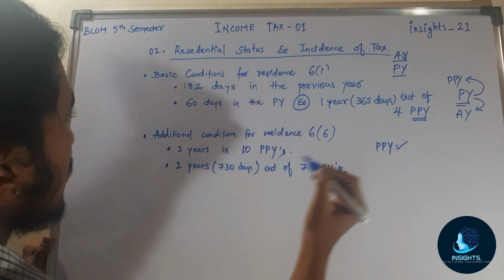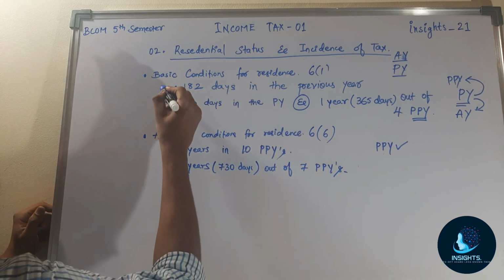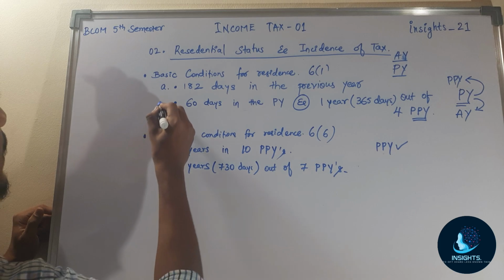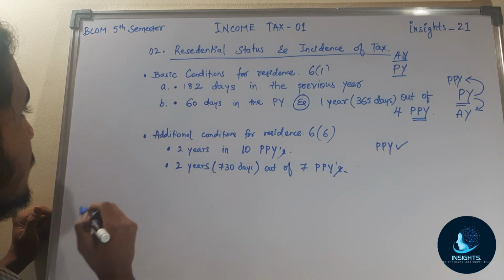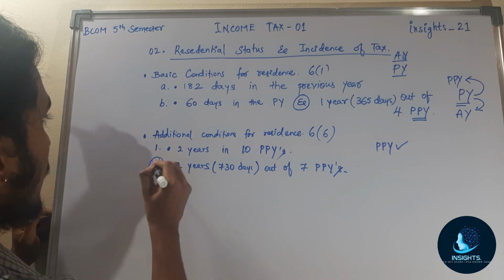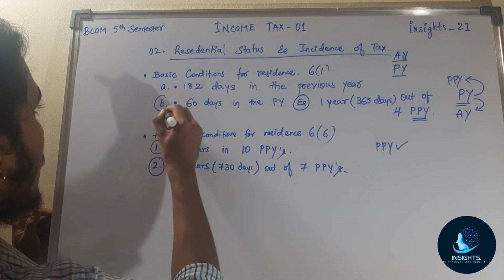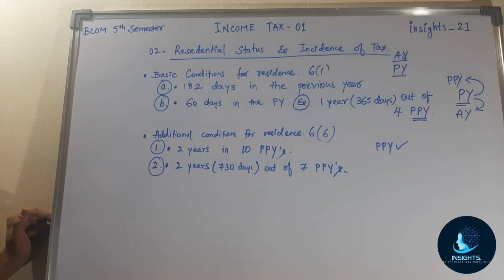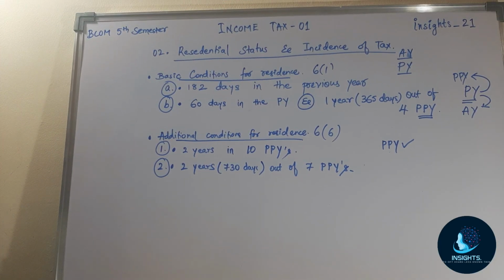To have more clarity, I will name the basic conditions as A and B, and the additional conditions as 1 and 2. Very soon in the video, you will understand the reason behind why I named the basic conditions as A and B and additional conditions as 1 and 2.